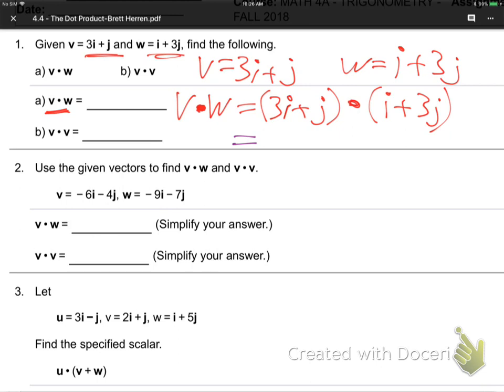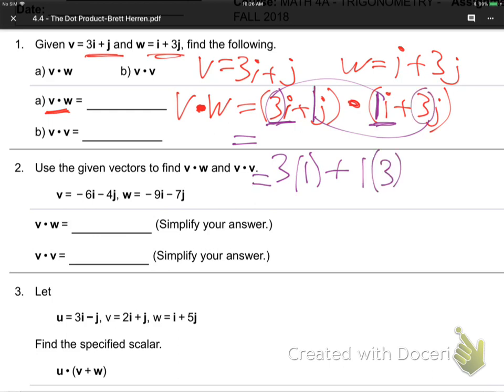It's like an easy FOIL. You just do the i with the i and the j with the j, and you don't do anything in between. It's like a simple FOIL. We don't do all the middle stuff. You just do the i number times the other i number, which is 1, there's nothing there so it must be 1, plus the j number times the other j number. That's it. 3 plus 3, 6. Done. Just i times i and j times j.